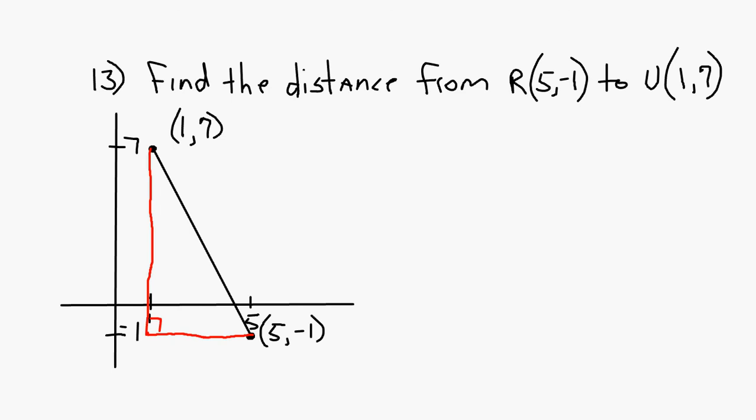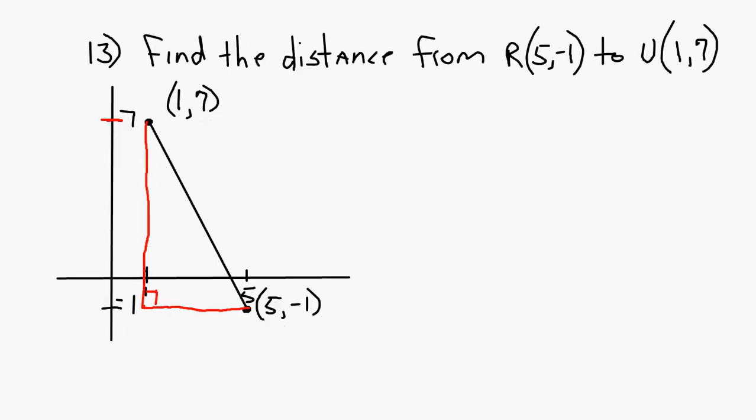So let's get some dimensions in here. What is our vertical leg? It goes from 7 all the way down to negative 1. How many units is that? From 7 to negative 1. From 7 to 0 is how many? 7. And you go down one more. 8. Our horizontal leg goes from 1 to 5. What's that length? 4. Good.